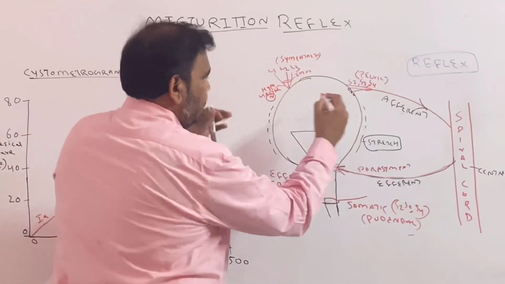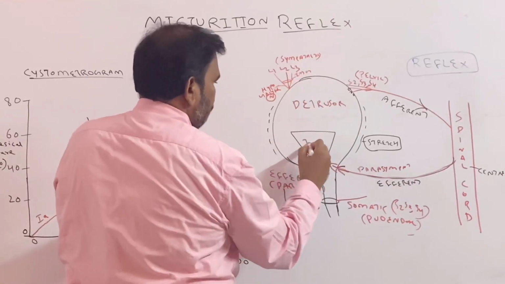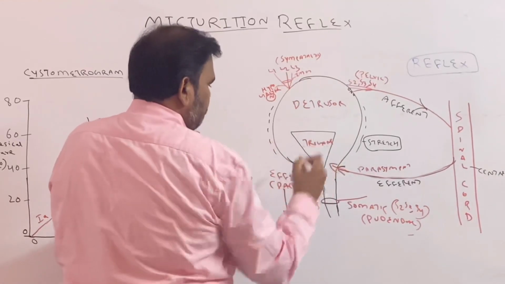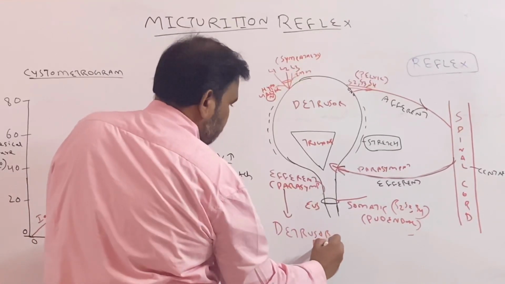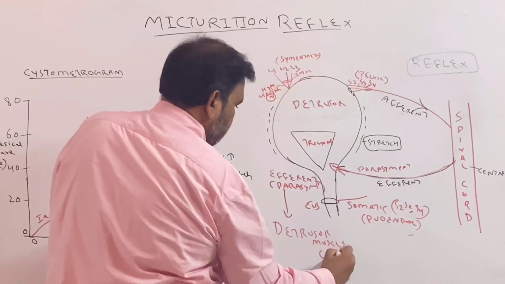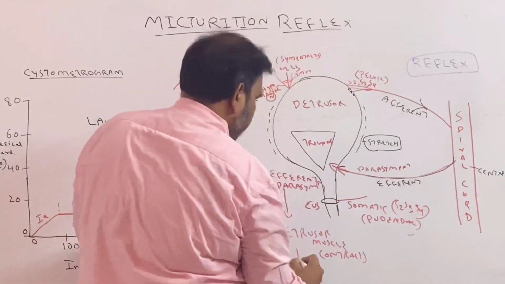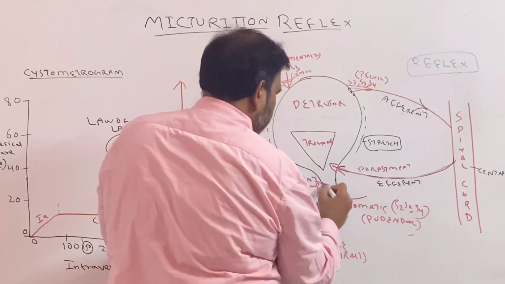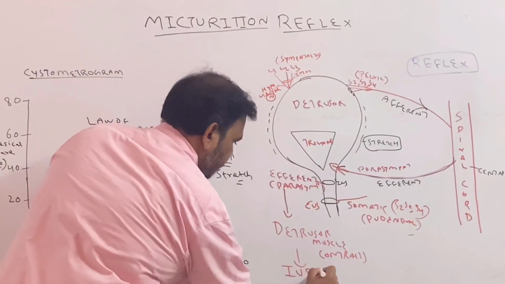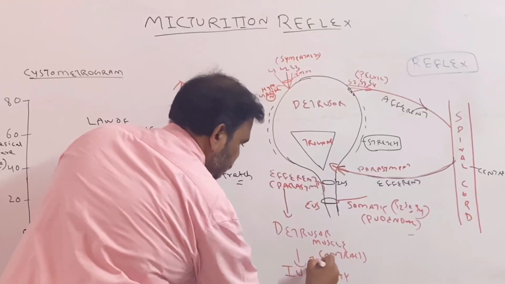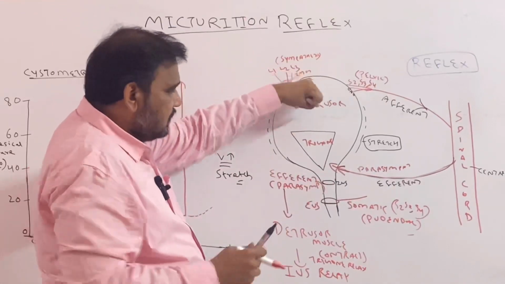So what should happen? This is the detrusor muscle, this is the trigone, an inverted triangle. So the detrusor muscle contracts. So now it's easy. The detrusor muscle contracts, and there is another sphincter here, the internal urethral sphincter. So the internal urethral sphincter will relax. Trigone also will relax. What does this parasympathetic efferent do? Contracts the detrusor muscle and relaxes.